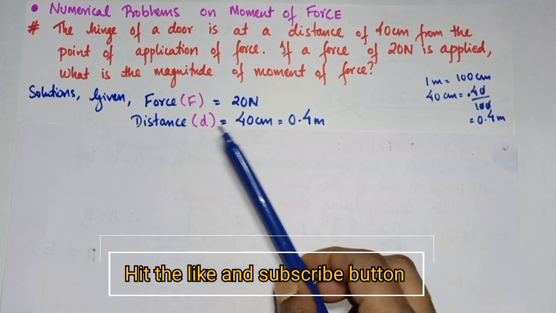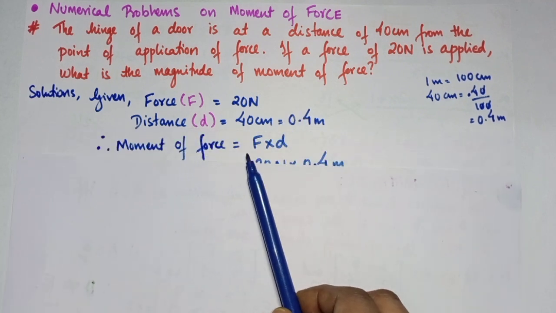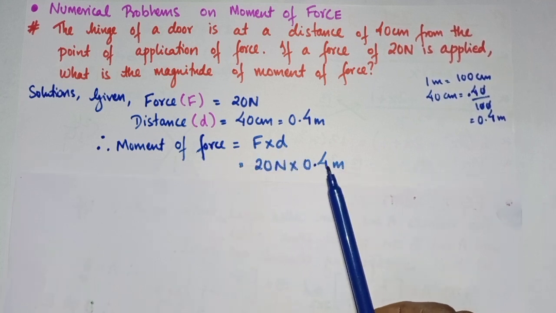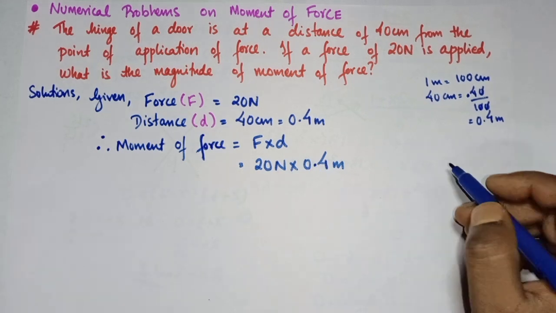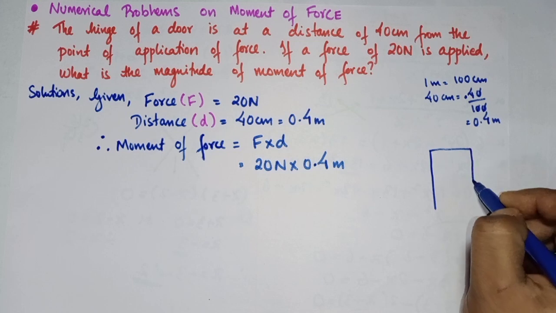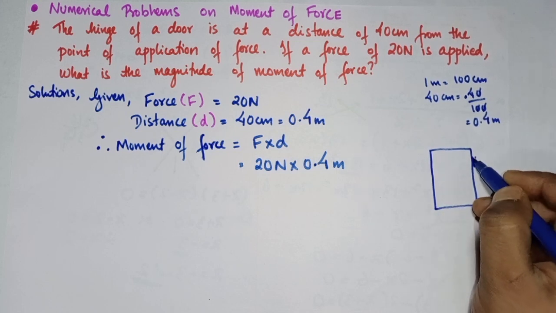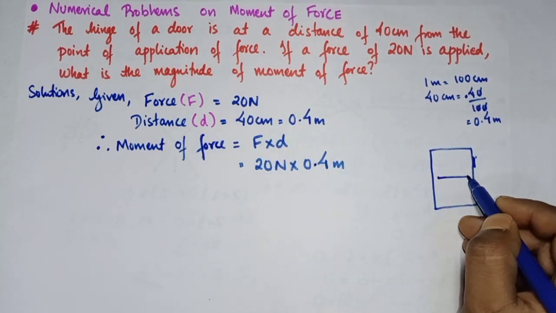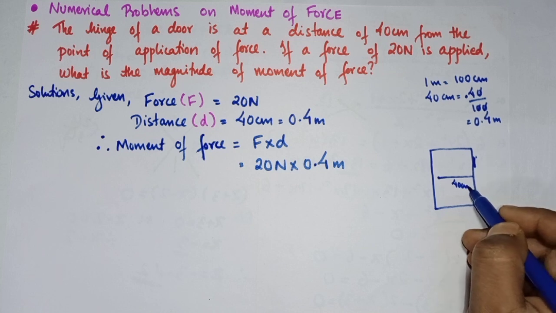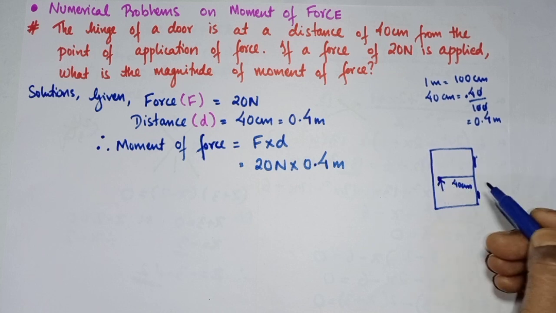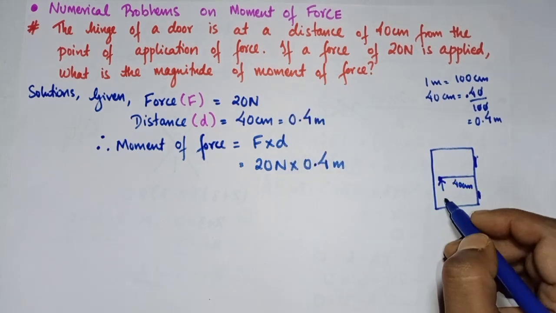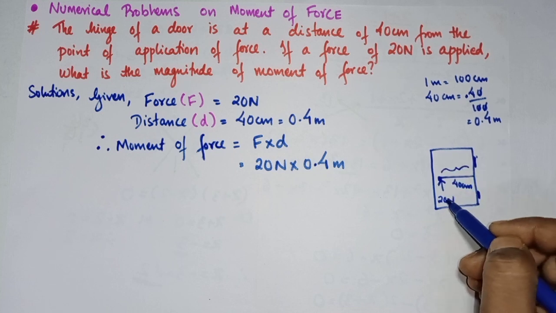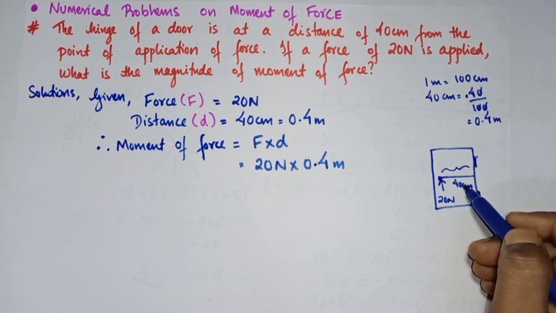Now what you are finding is the magnitude of moment of force. The moment of force formula is force into distance. Force is how much? 20 Newton, and distance is 0.4 meter. Actually, what they have given is that we have a door, like this. The hinges, the kabja, is at the end here. The distance from here is 40 centimeter. You are applying the force here, and how much force? 20 Newton. And you are finding the moment of force. Moment of force is force into perpendicular distance. Hope you are clear now.